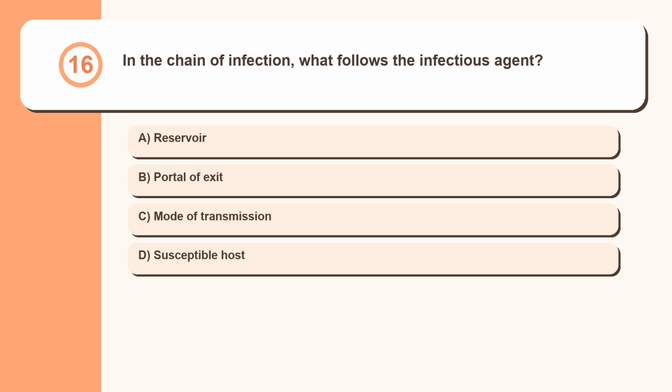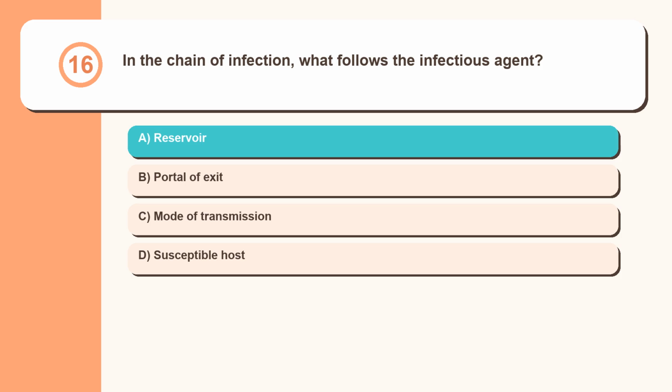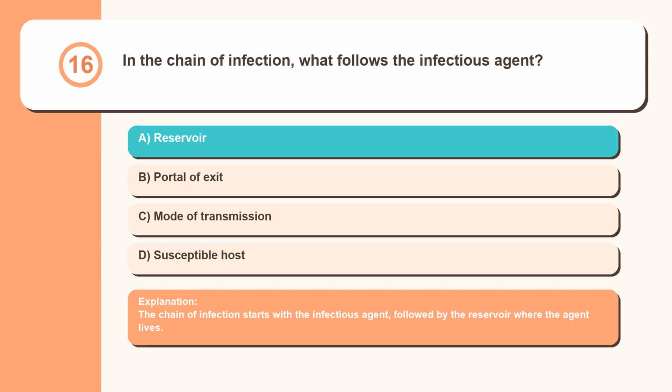Question 16. In the chain of infection, what follows the infectious agent? Reservoir, portal of exit, mode of transmission, susceptible host. The chain of infection starts with the infectious agent, followed by the reservoir where the agent lives.